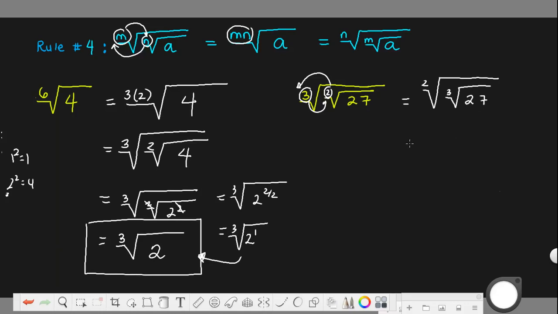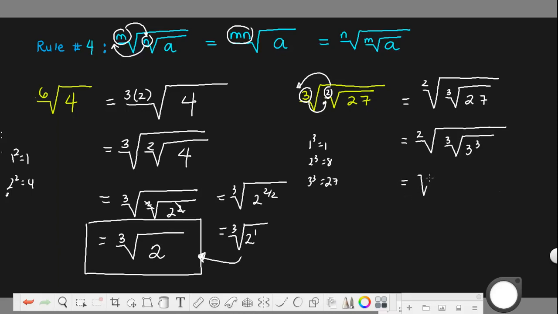Ito na guys, di ba? Na-interchange na natin. Ngayon, simplify natin. So, square root of 27, is that a perfect cube number? From the previous example, parang nabigay ko na siya. Try pa rin natin. 1 cube is 1. 2 cube is 8. 3 cube is 27. Yes, that's a perfect number. And ang equivalent niya ay 3 cube.